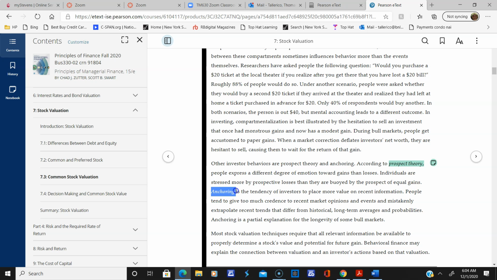All right, anchoring is a term here, the tendency of investors to place more value on recent information. So people tend to give too much credence to recent market opinions.